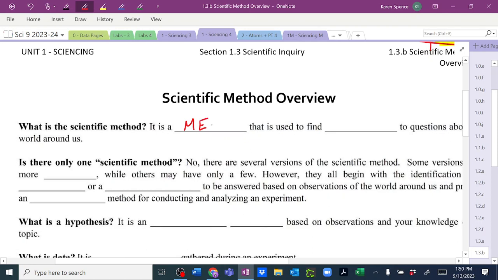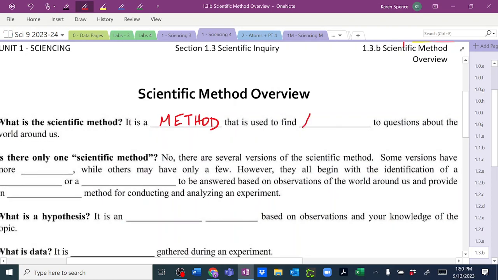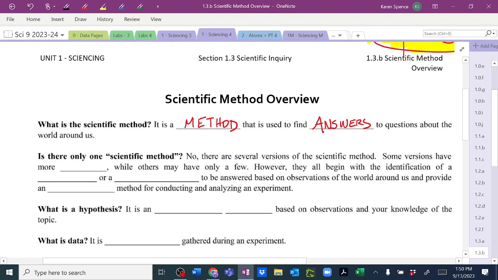Okay, so the scientific method is a method that is used to find answers to questions about the world around us. If you're just joining us, we are on page 53.